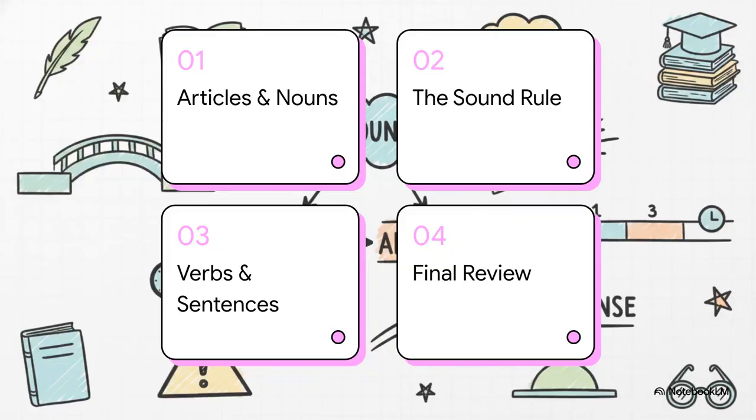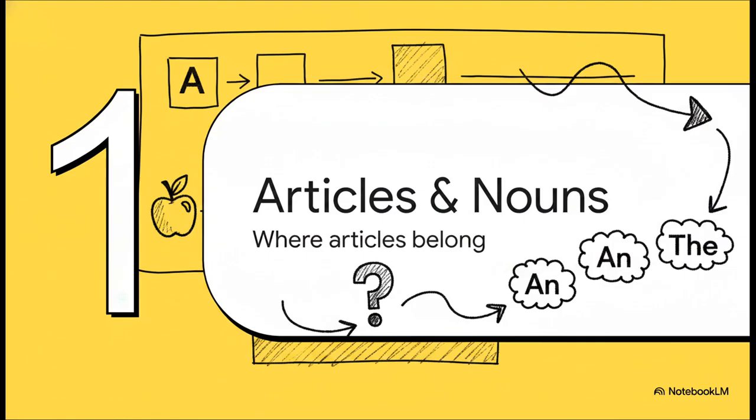So, here is our roadmap for today's explainer. First, noun phrases and articles. Second, the sound rule test. Third, verbs and sentence changing. And finally, number 4, a final exam rapid review. Let's dive into Section 1, noun phrases and articles.